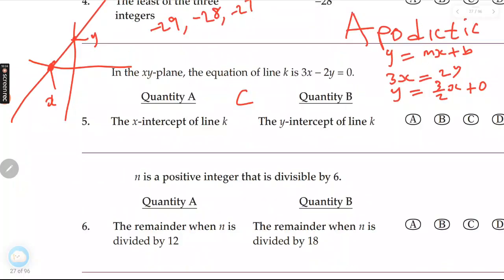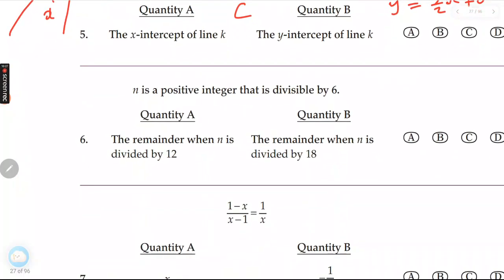Let's move to the next question. Question number 6. N is a positive integer that is divisible by 6. Compare the remainder when n is divided by 12 and the remainder when n is divided by 18. This is also a very simple question. All you need to do is understand what a remainder is.